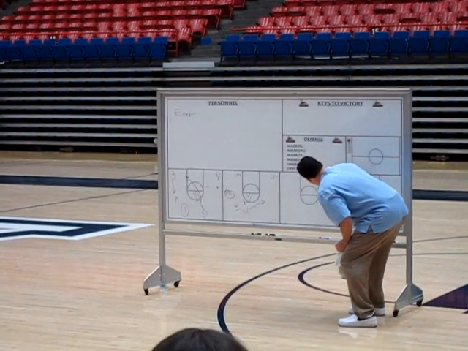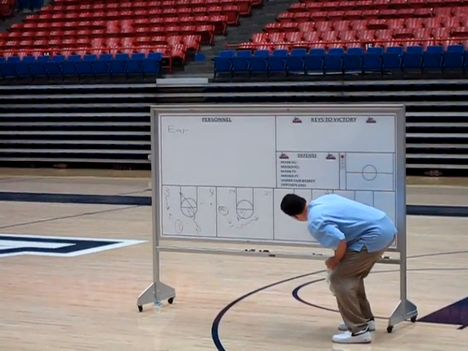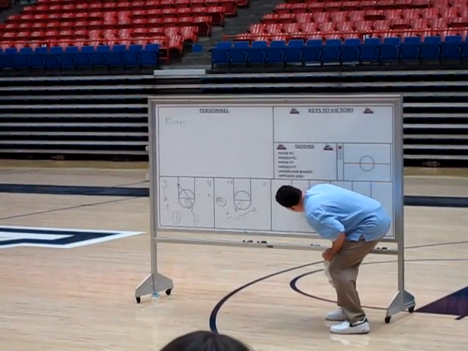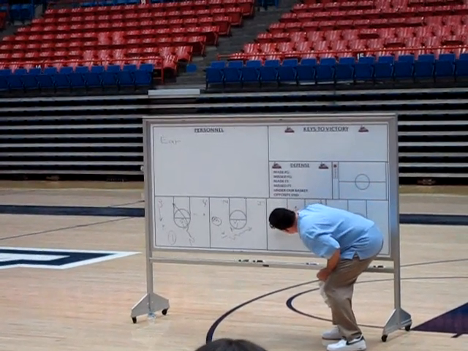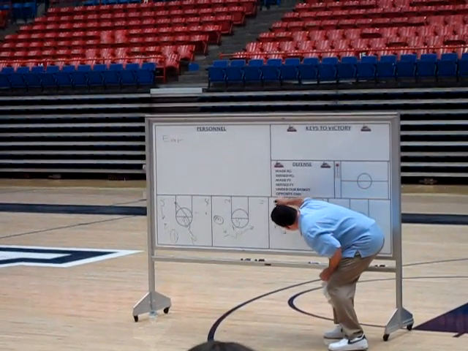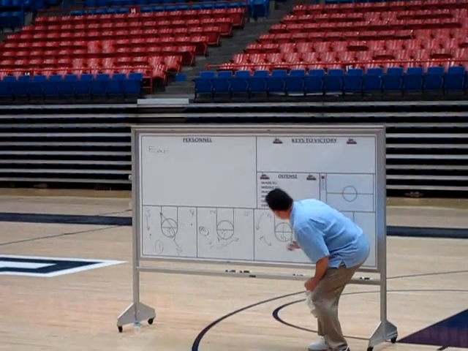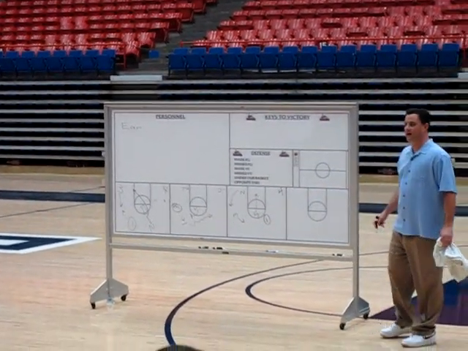we have four, one, five, and cuts to the basket. Three slides over, two slides out. And that's the end of the play.